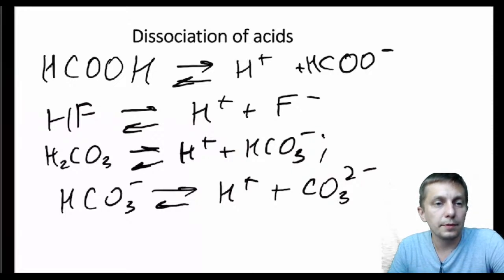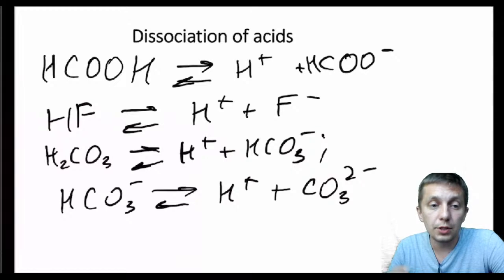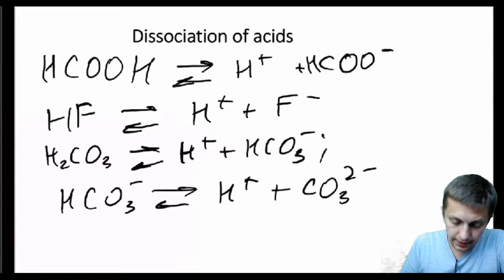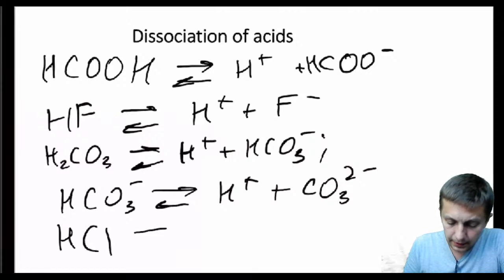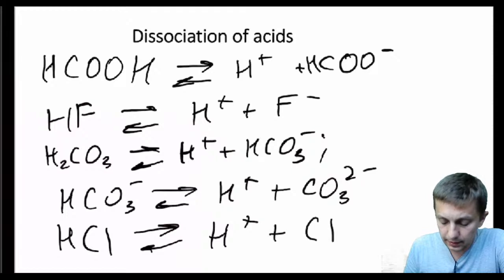In all cases, when we're dealing with dissociation, we split substances into pairs, cations and anions. And the number of cations and anions, the charge of cations and anions before the reaction and after the reaction are always the same. And HCl completely splits into H plus plus Cl minus.